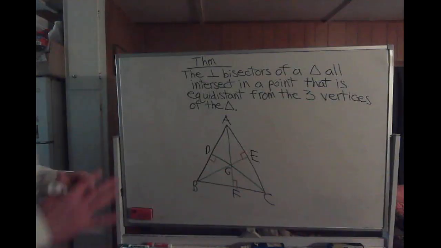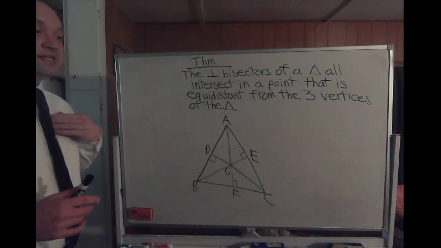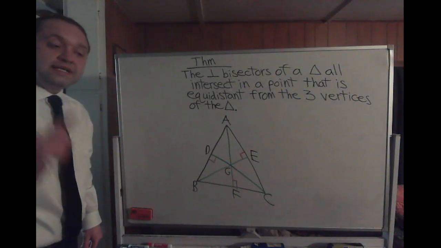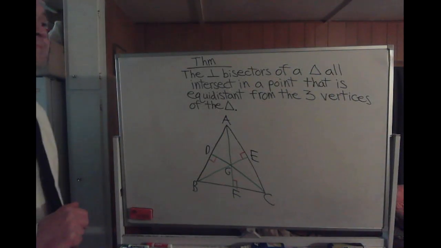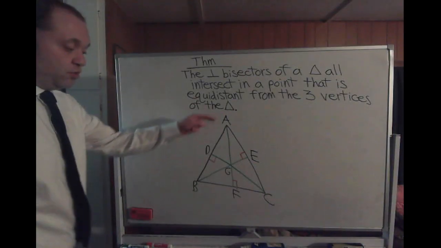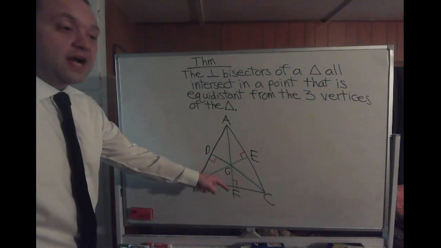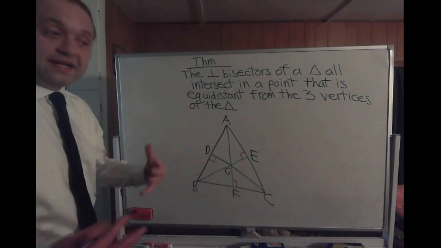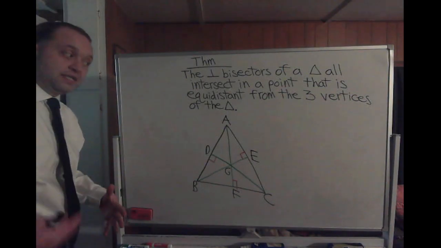Of course, a little review: what is a perpendicular bisector? I think everyone knows what an angle bisector is by now, but what is a perpendicular bisector? It goes from one vertex of a triangle to the midpoint of the opposite side of the triangle, and it is perpendicular to the opposite side at its midpoint. Thus, it's a perpendicular bisector.